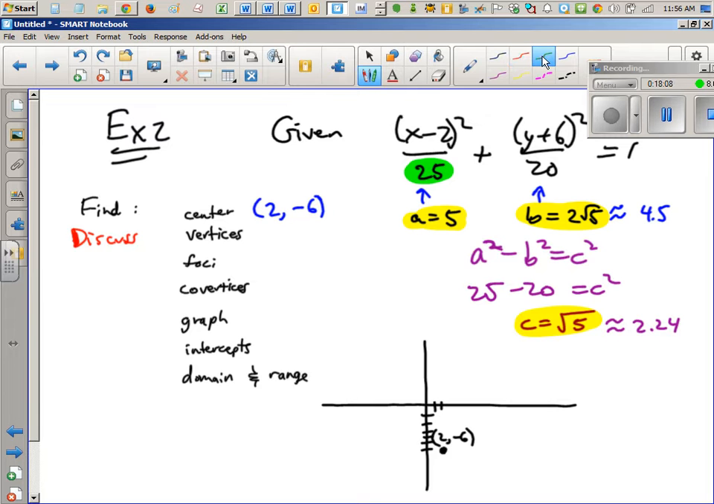So here's how I do this. I usually write down my center over on the side of my paper like this. And then if I want to go right 5 and left 5, I just put a little plus or minus 5 under the x. So this tells me exactly where my vertices are. 7, -6, -3, -6. Okay, so 7, -6, -3, -6, and I can plot those.